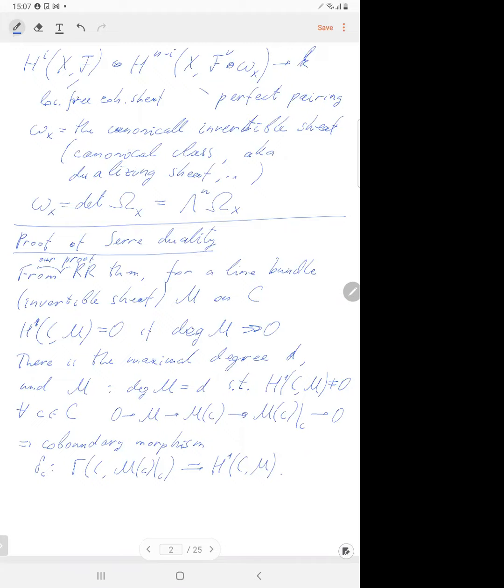So we see that this is an isomorphism for any point C, and now let's recall some part of the argument of the last Thursday. Well, I'm afraid we'll have to move to the next page.